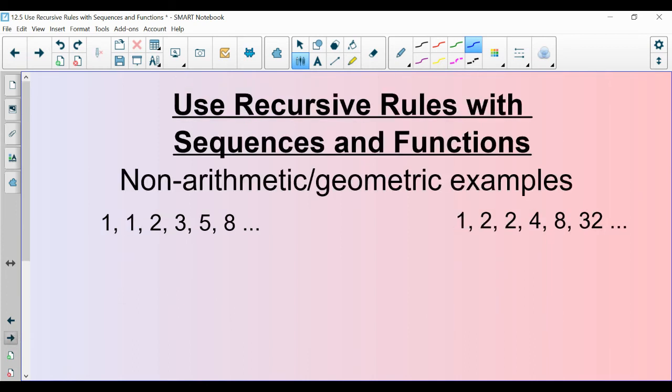So what about if our example is not arithmetic or geometric? You look at the pattern and you're like, we're not adding a constant, we're also not multiplying by a constant. Then that's going to shift you into this different variety. And this first example here is actually the Fibonacci sequence that I talked about earlier, and it's a very unique pattern.